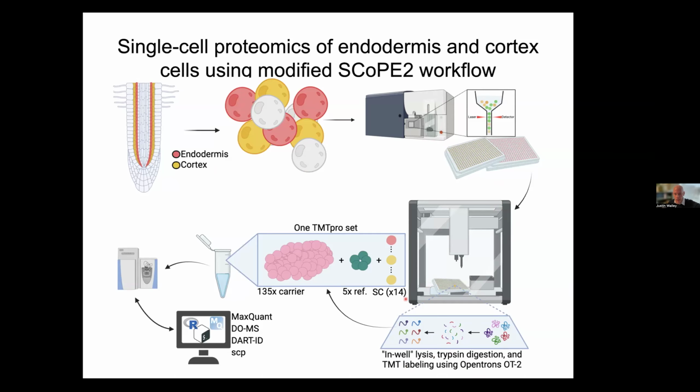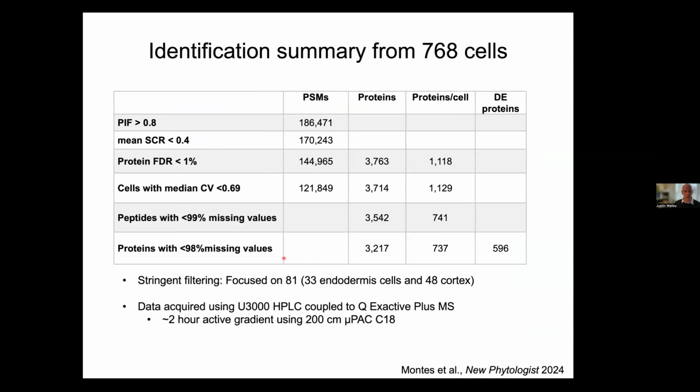So this was a fair amount of work to get this up and running. But what we're able to do is have single cells, that reference and carrier, and analyze them by mass spectrometry. And in all, we processed about 770 single cells. You can see for this point here at the protein false discovery rate, we're identifying about 3,700 proteins total across these cells at about 1,100 proteins per cell.